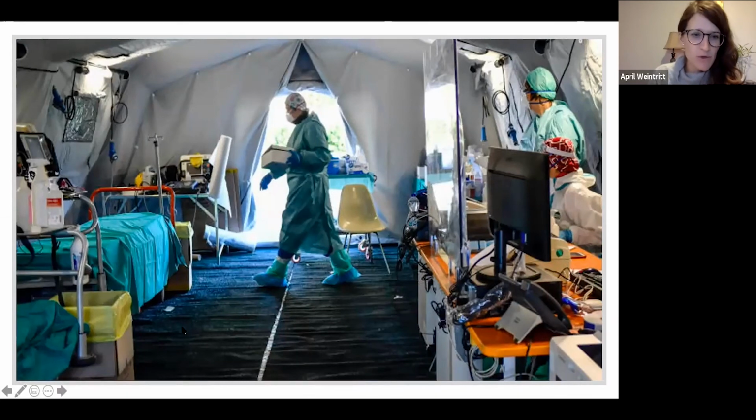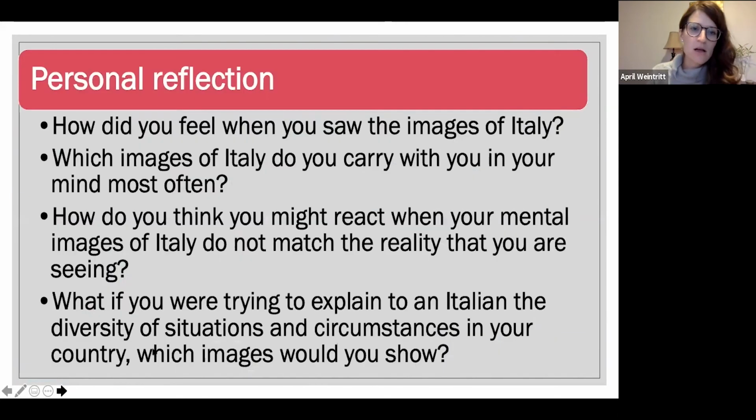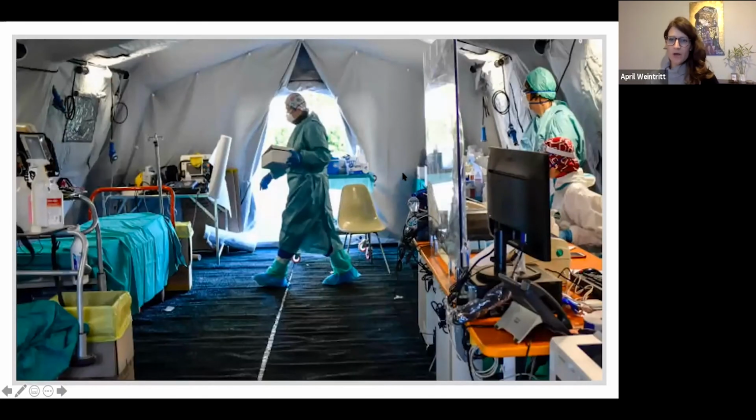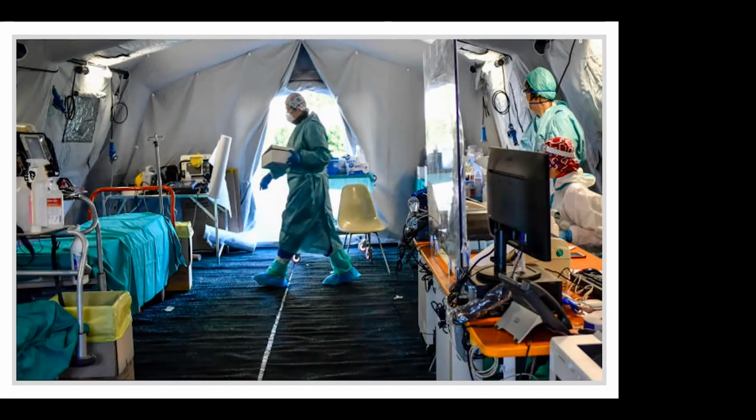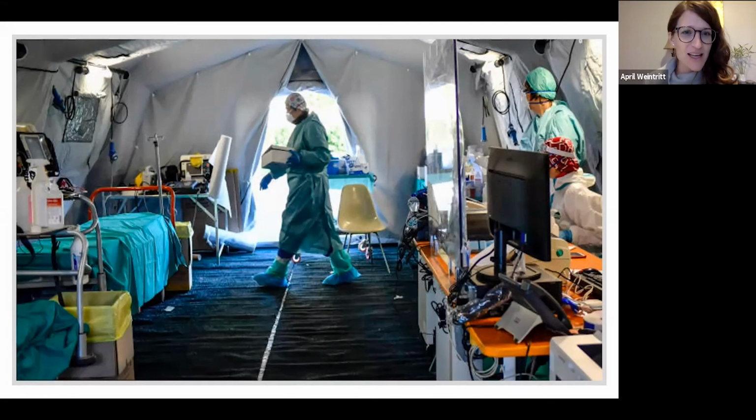And this is something we were doing earlier in the pandemic as well, as you can tell. And I'll stick with this one before we go back. So you can imagine that we've asked our students what they think of most readily. What do they think of when they think of Italy? And all of these things that you've mentioned in the chat come to mind. And then we showed them images that don't really line up with that.